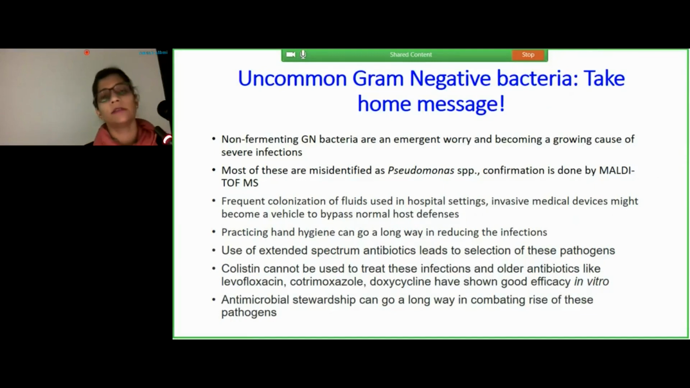Also, when we hear about gram-negative bacteria, we think of colistin and carbapenems in our mind. But colistin cannot be used to treat these infections because they are intrinsically resistant to colistin. And older antibiotics like ciprofloxacin, cotrimoxazole, doxycycline have shown good efficacy. So antimicrobial stewardship can go a long way in combating the rise of these pathogens. With this note, I end my presentation, and I would now like to invite Dr. Chinmay sir for presenting the next.